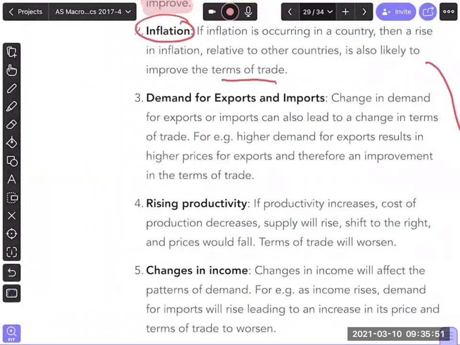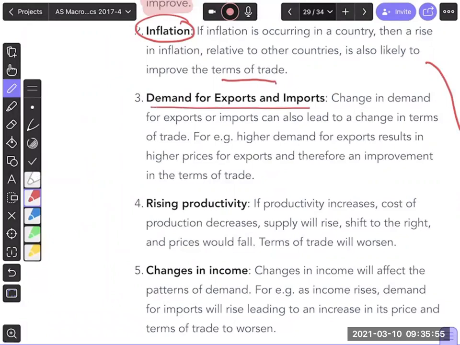Then comes, guys, demand for exports and imports. What if demand for exports goes up? If demand for exports goes up, we know export prices will go up, right? Because demand goes up, price goes up. And if the price of exports goes up, what happens to your terms of trade? It improves, because terms of trade is PX over PM, right? So that's why terms of trade will go up.